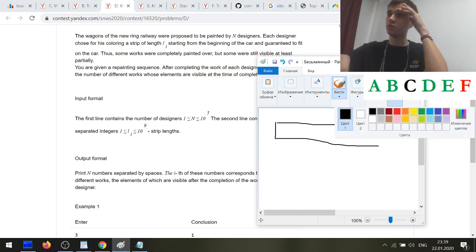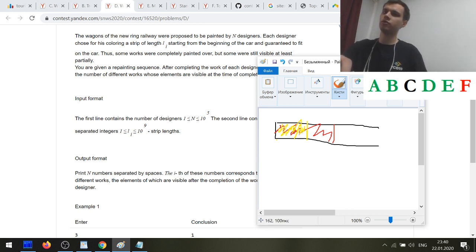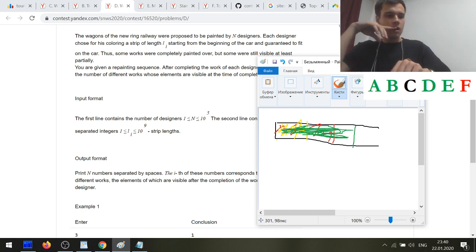And then we have several people, and each person comes and colors some part of the car in some color. The first person comes and colors the first part in red. Then the second person comes and chooses some prefix again and colors it yellow, and what happens is that this part is not red anymore. Now I have two colors, yellow and red. Let's say the third person colors a longer prefix, all in green, and then yellow and red are not visible anymore, and I have only one color visible here.